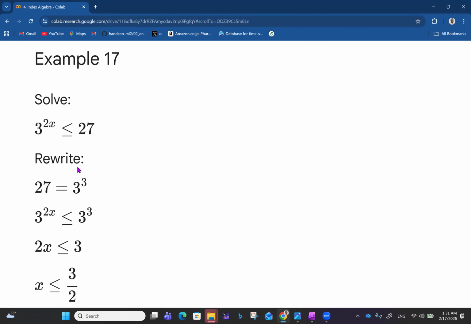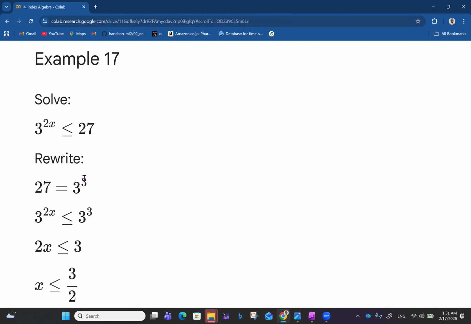So I think that requires some serious attention, because that can be a trick question in many aptitude exams, or maybe SAT or GRE or something like that. So for example 17, now you have 3 raised power 2x less than or equal to 27. So rewrite to the same base, so it's easy to compare.